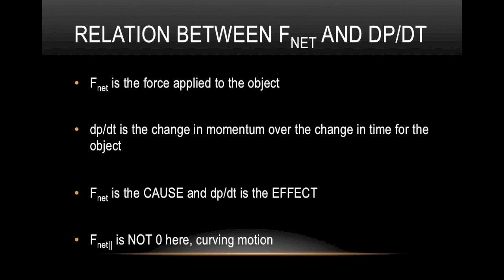the star. So, real quick, the relationship between F net and dp dt: they're not the same. F net is the force that's going to be applied to the object. dp dt is the change in momentum over the change in time for the object. F net is what's causing that change in momentum. F net is the cause, and dp dt is the effect. F net parallel also matters in this situation, since we're going in a curve. In an elliptical motion, F net is not zero. You can see that from the curving motion.